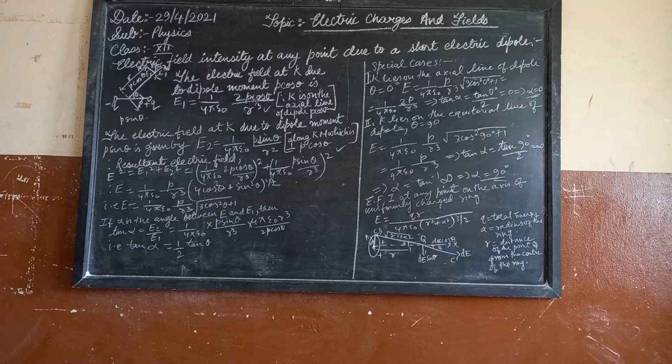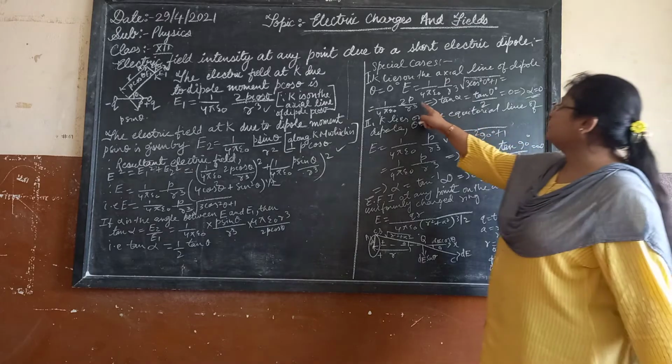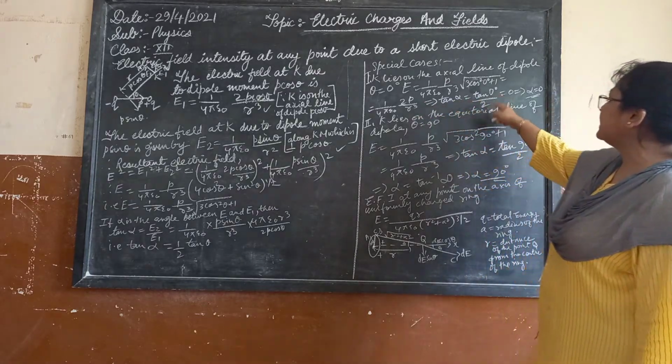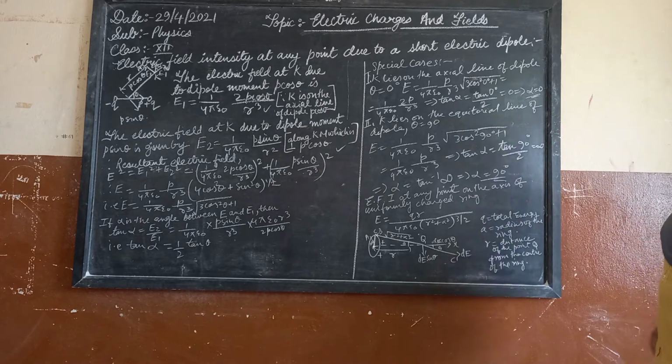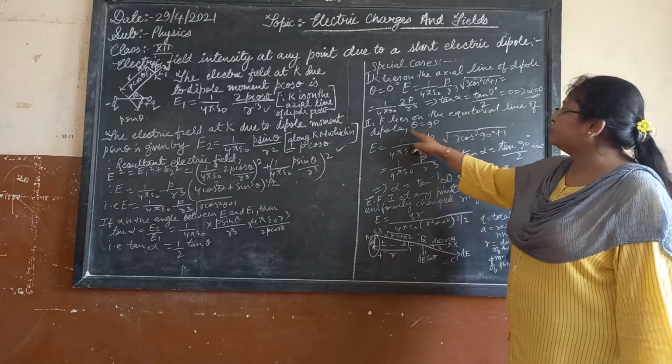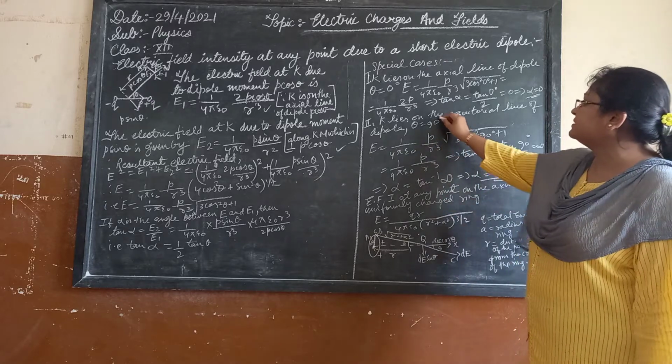So E is equal to 1 upon 4 pi epsilon 0 into p upon r cube. Then tan alpha is equal to tan theta upon 2, that is tan 0 degree upon 2, that is equal to 0. That is, alpha is equal to 0. Now the point K lies on the equatorial line of the dipole, that is, theta is equal to 90 degree itself here.